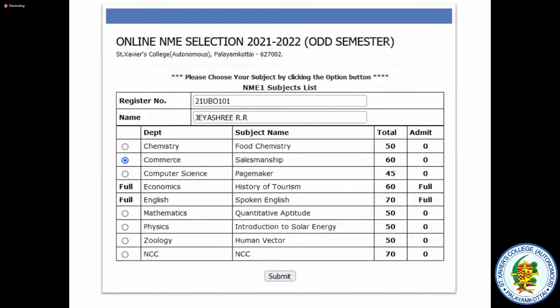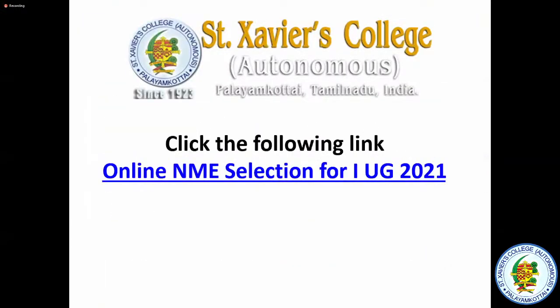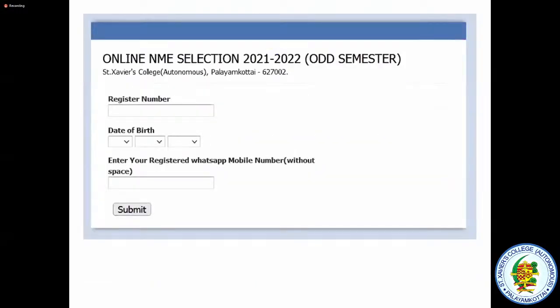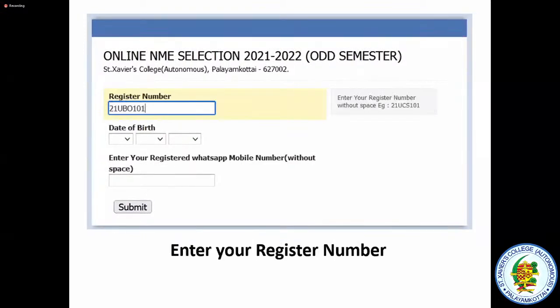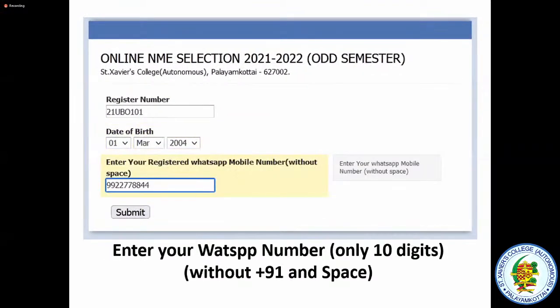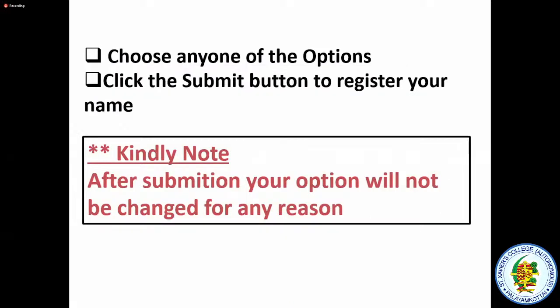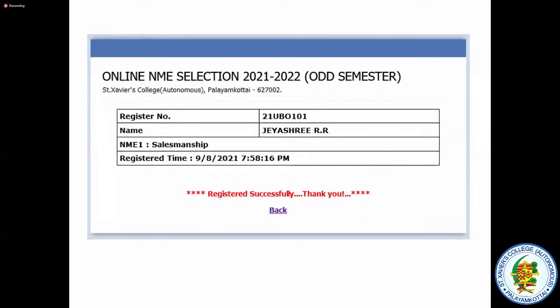I will explain once again. Go to the college website, click the online NME selection for 2021 link. Your page will be like this. Give your register number, give your date of birth, give your WhatsApp mobile number, only 10 digits, and select any one of the courses and then submit. That's all. Okay. After submission, registration successful. Thank you.